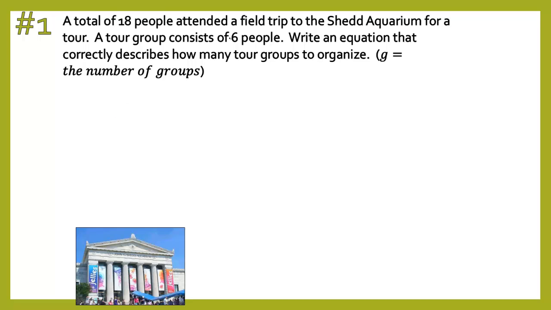Let's start with this type of problem. A total of 18 people attended a field trip to Shedd Aquarium for a tour. Tour group consists of 6 people. Write an equation that would correctly describe how many tour groups to organize. So all you have to do is write an equation.